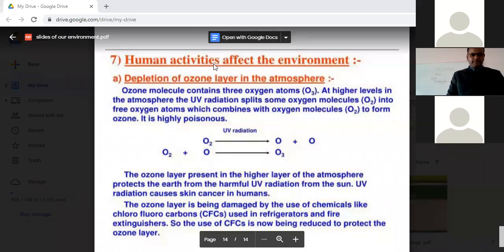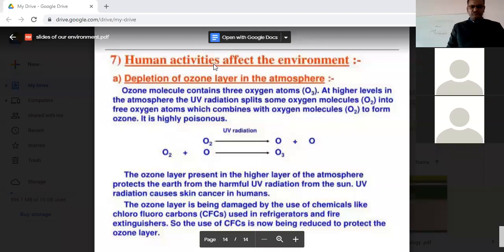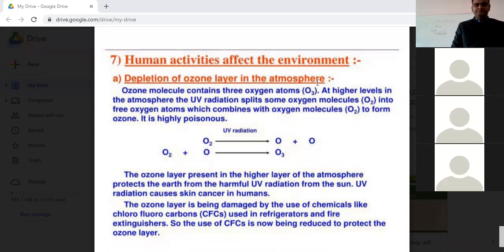Let me see a few more students also. Okay, Anjali, you also raised your hand. Anjali, you can also unmute yourself. Yes, Anjali, what do you want to share regarding ozone? What is ozone?